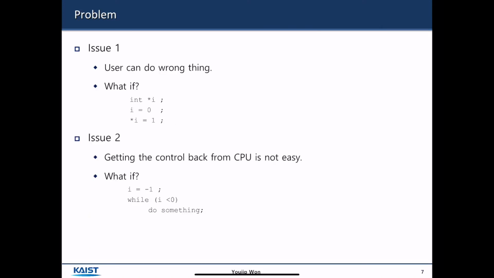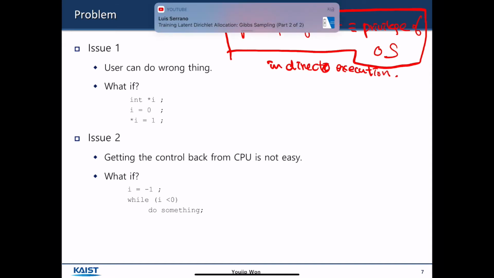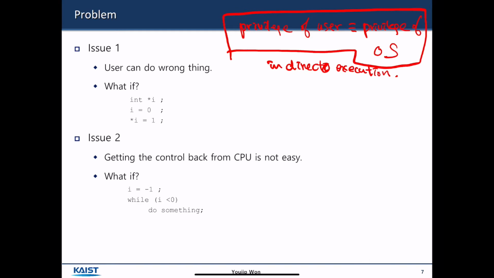Here, you have to pay attention to the fact that the user program has the same privilege level as the operating system has. The operating system is powerful software. It can access any part of the memory address space, and it can do anything with the hardware. There are two issues we need to take into account in direct execution. First, the user can make a mistake. The user can do the wrong thing.